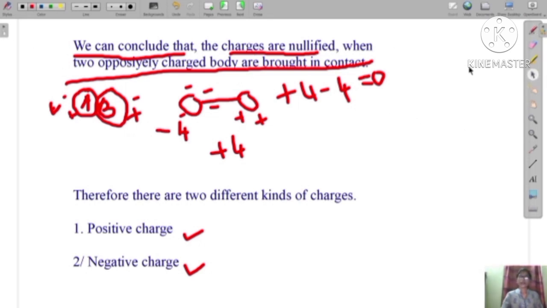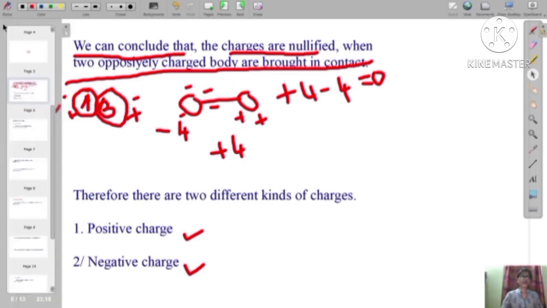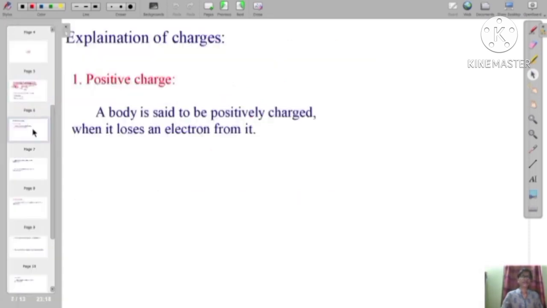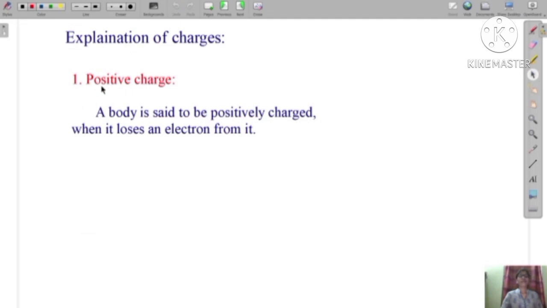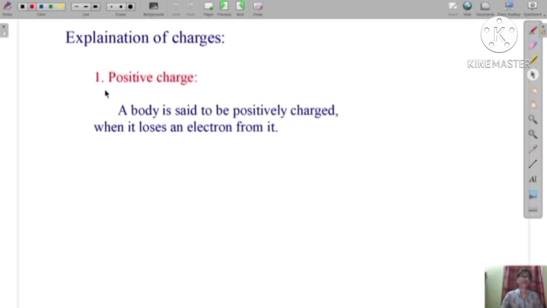Is it clear? I hope you have understood. Okay? So next we are going to study what is positive charge and what is negative charge. Let us discuss the first one, which is positive charge. So we are going to discuss what is positive charge.